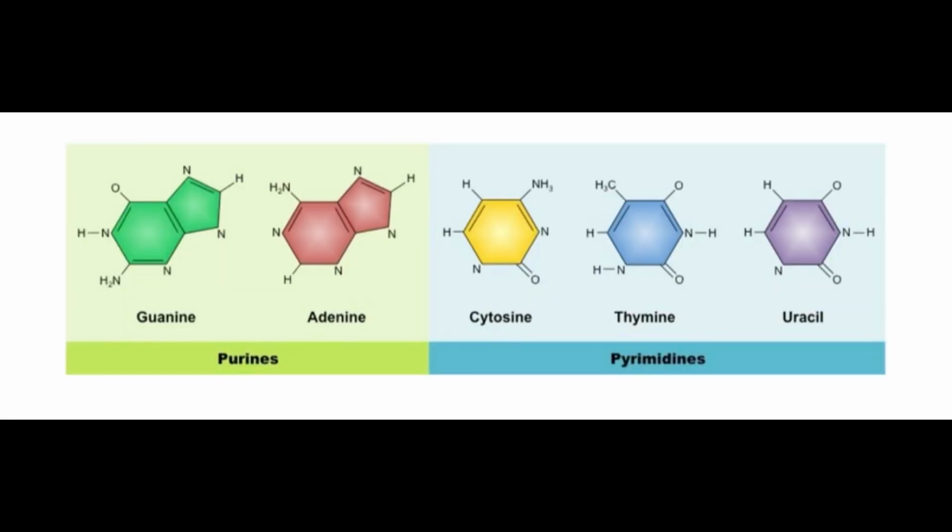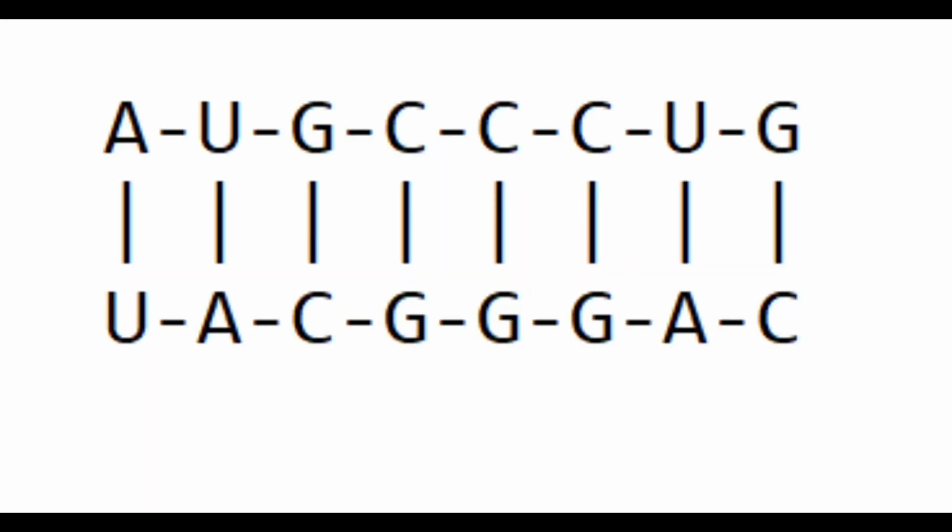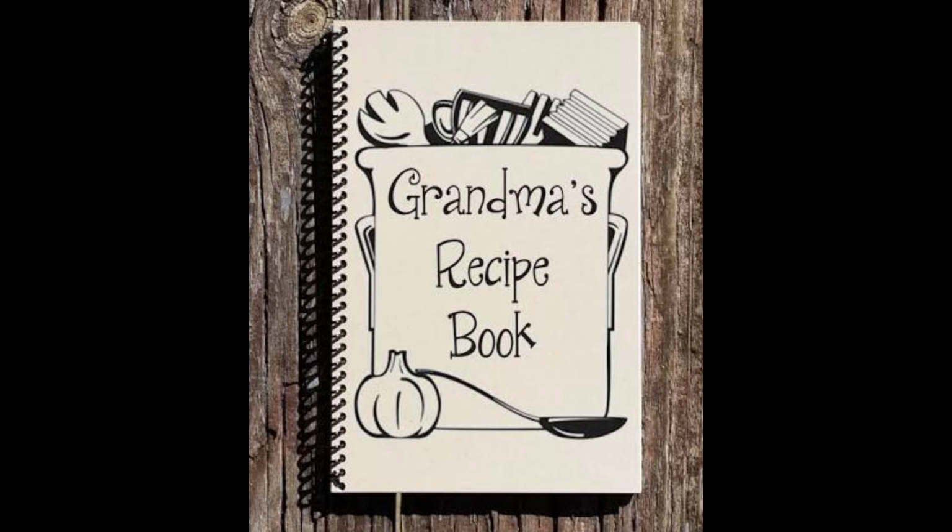DNA is made up of 4 bases: adenine, thymine, cytosine, and guanine. However, RNA is slightly different. It doesn't contain thymine. Instead, uracil takes thymine's place. So, as RNA polymerase constructs the mRNA strand, it follows a specific base pairing rule: A pairs with U, C pairs with G. Think of DNA as a recipe book containing every single instruction for making foods.